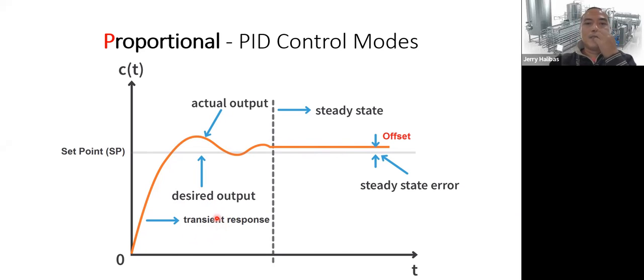Okay, initial response. So for our system, it normally looks like this. Let us say the set point is here. When you start, it rises and falls and so on and so forth, until it reaches what is called the steady state condition.